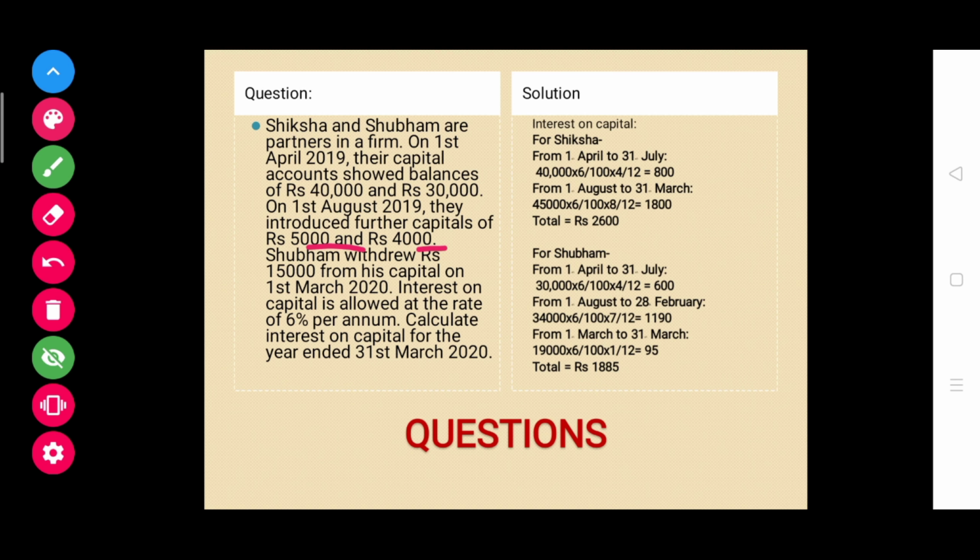Then Shubham withdrew rupees 15,000 from his capital on 1st March 2020. So Shubham has again made a change in his capital after how many months? August, September, October, November, December, January, and February. That is, after 7 months, Shubham is again making a change in his capital. He is withdrawing rupees 15,000 from his capital. You have to calculate interest on capital. Rate of interest is given. How much? 6% per annum. You have to calculate interest on capital.